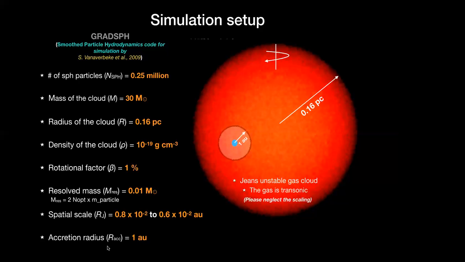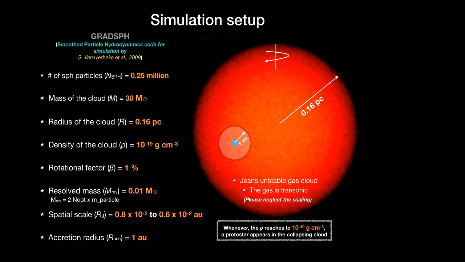And whenever these stars are formed, each has an accretion radius as well, within which it starts accreting from the surroundings. So we follow a specific value of accretion radius, that is 1 AU. What you are observing here is a spherical gas cloud, Jeans unstable, which is going to collapse, and this gas is transonic in terms of the turbulence involved.